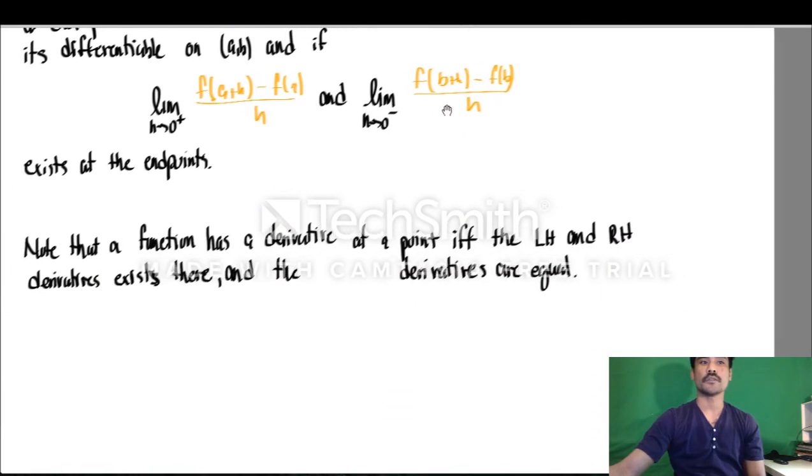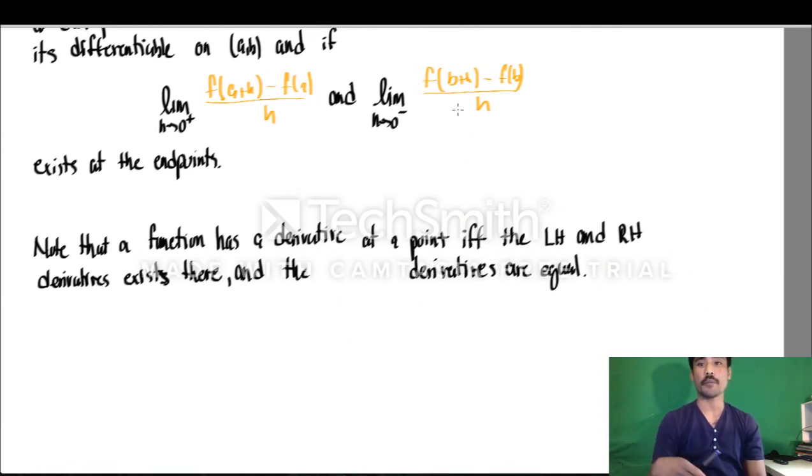Note that a function has a derivative at a point if and only if the left-hand side and the right-hand side derivatives exist. And I think I messed up there, but that means the one-sided derivatives are equal.